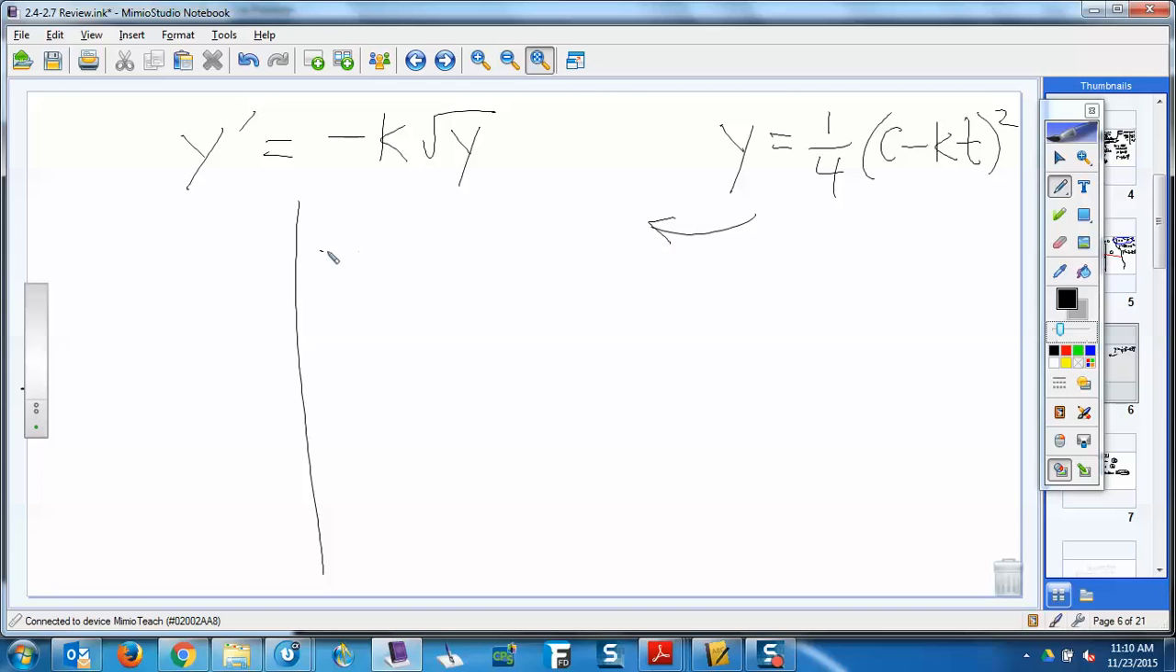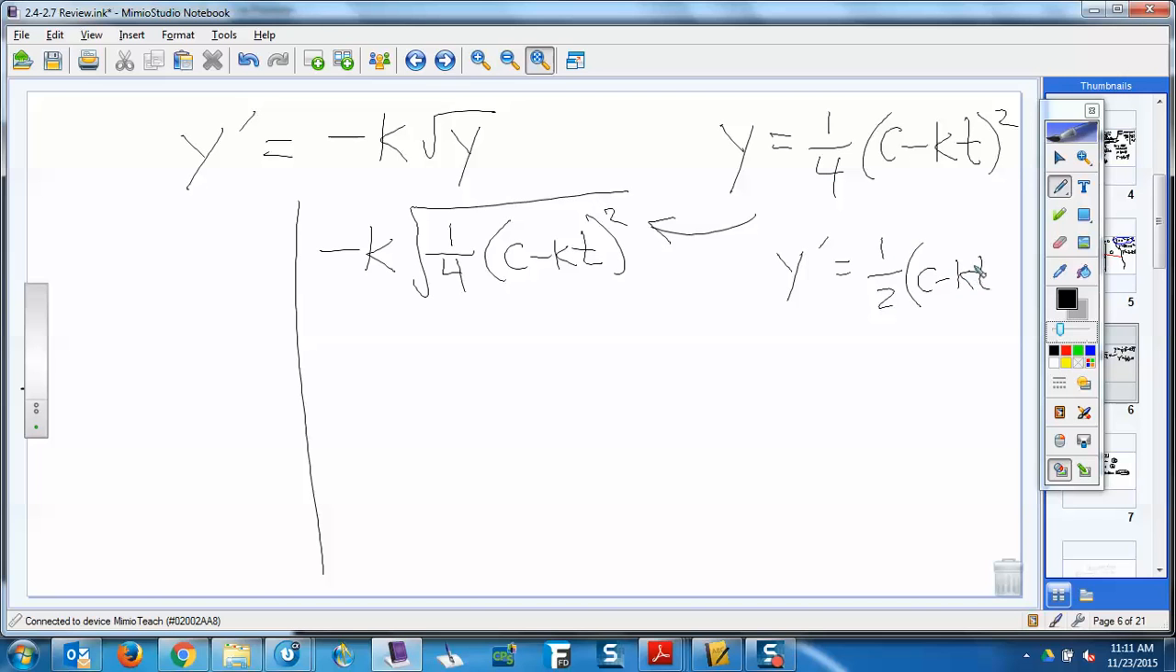So, on this side, I'm going to plug in, for the y, I'm going to plug this. And on this side, I need y prime. Where do I get y prime? By doing the derivative of this. So y prime would be, I would bring the 2 down in front, which makes 1/2. The inside never changes to the first. And what is our x in this problem? T. T is x, right?